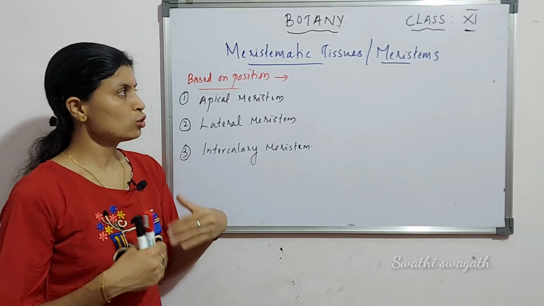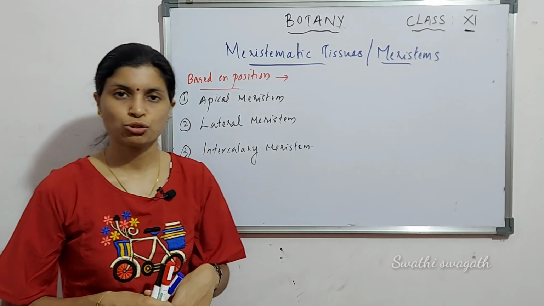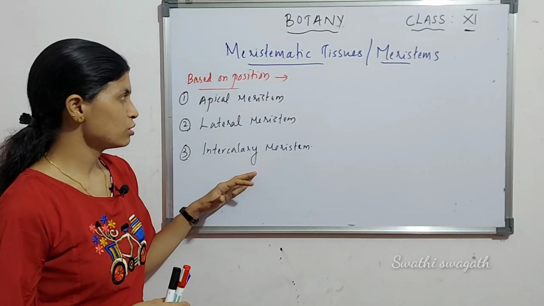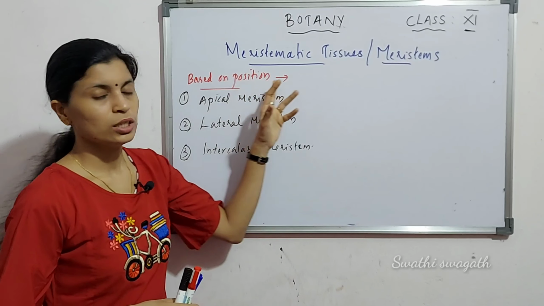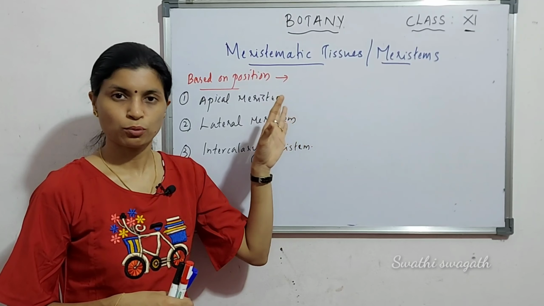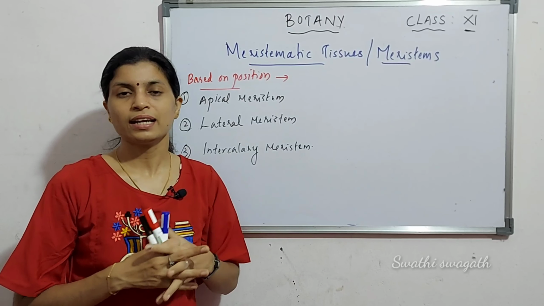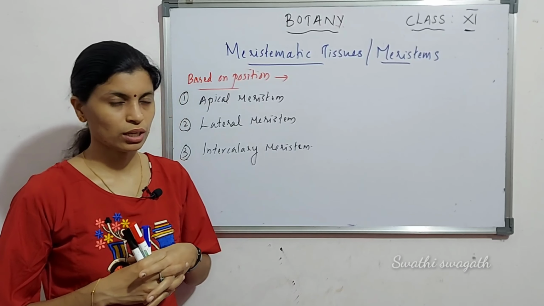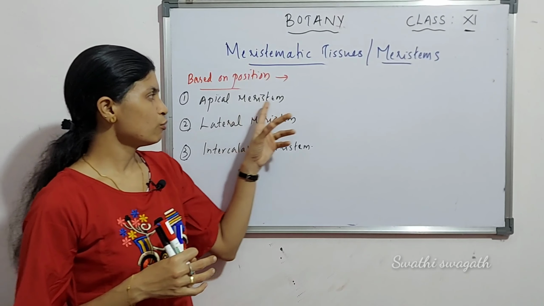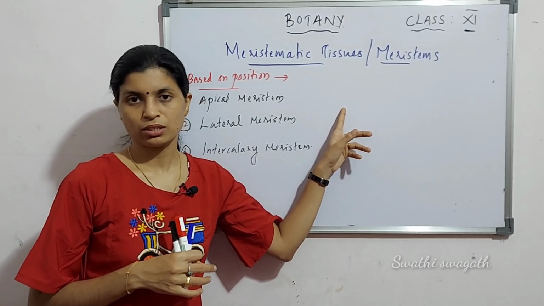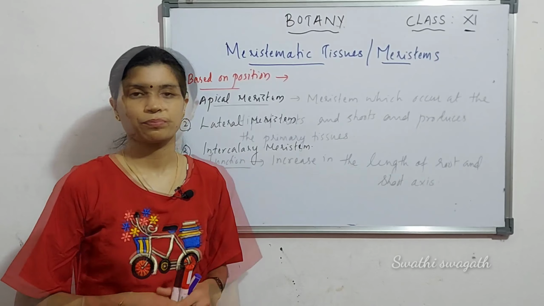Based on origin also, these meristematic tissues are divided. First we are going to discuss the classification based on position. Remember, meristematic tissues or meristems are young and actively dividing tissues. Then first, move on to our first type, that is called apical meristem.